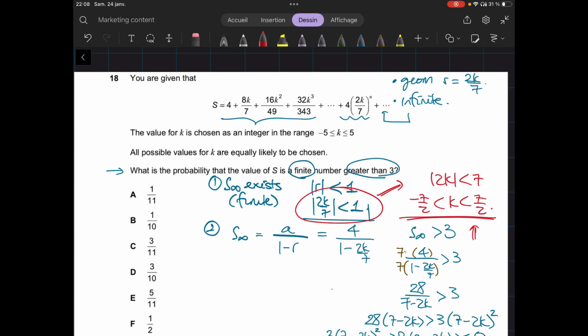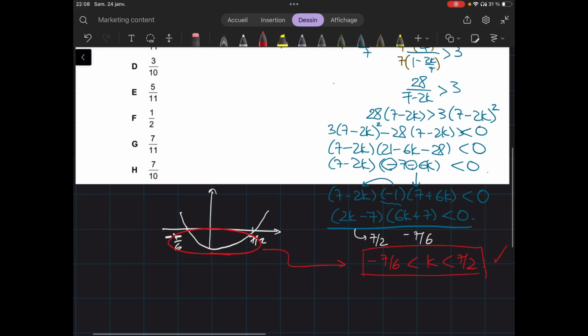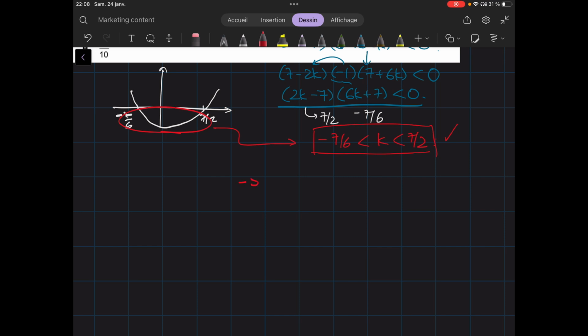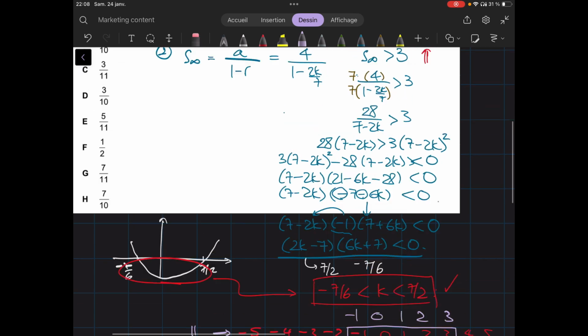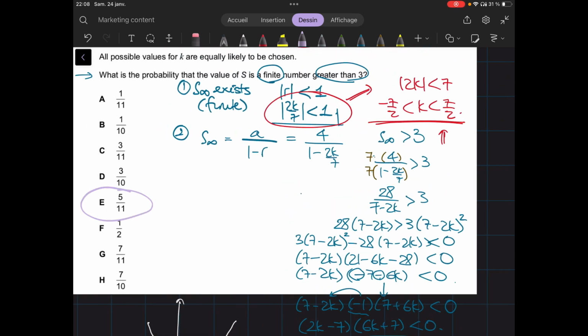Now, we know that k is randomly chosen from a range from negative 5 to 5. These are the values of k that we can choose. These are the values of k that we can accept. Recall that we can only accept integers. So, out of the 11 values that you're given, you can take 5 of them. So the required probability is going to be 5 by 11. And this is the end of the question.